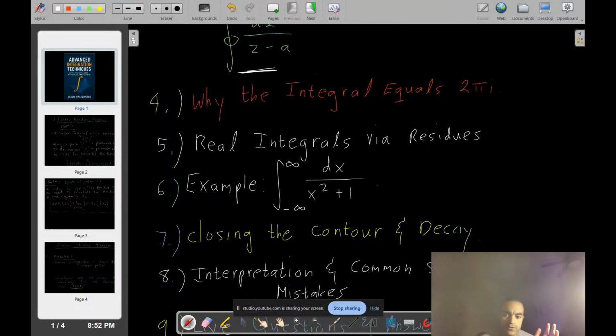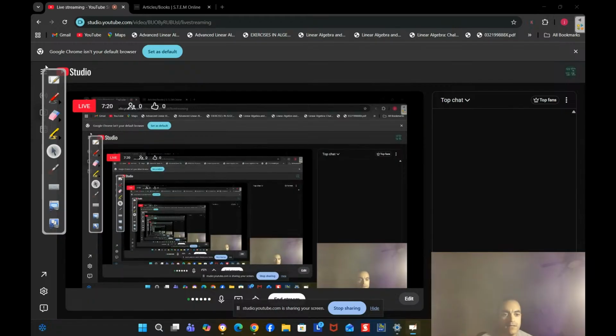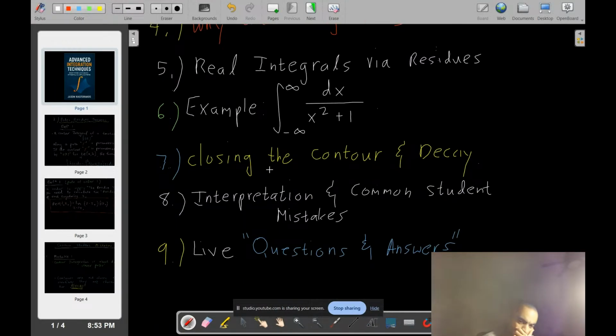Number five, real integrals via residues. Pretty much number 5 and 6 are almost the same, so I don't think I need to write 5 and 6. Number 7, we're going to be closing the contours and decays. Number 8 will be an interpretation and common student mistakes. This one is very important, probably the most important.